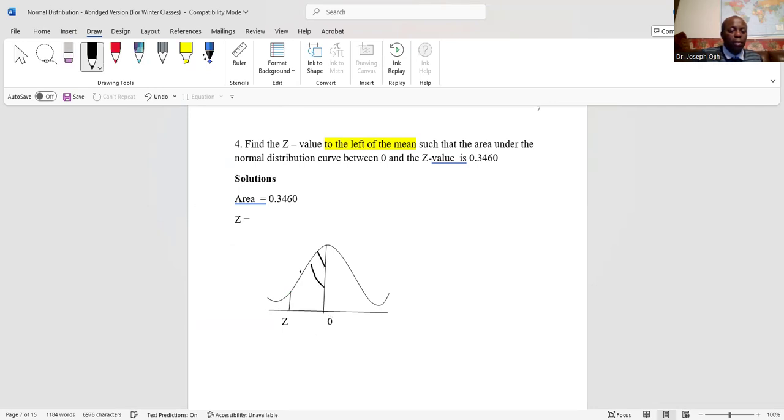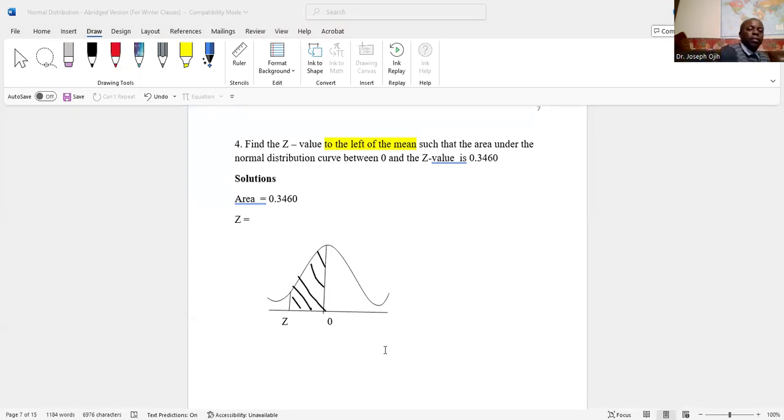Right, to the z. So let's go and look for this on the table. We go to the table. Before we go, let me write it down.